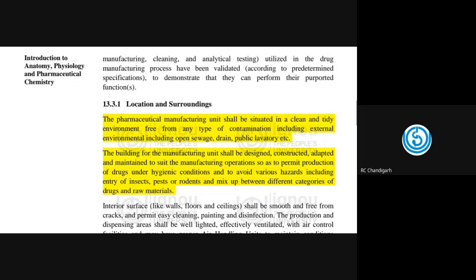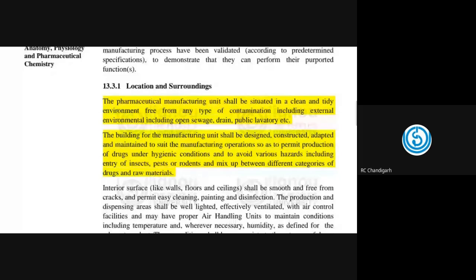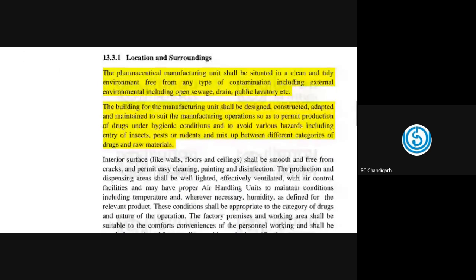The building for the manufacturing unit shall be designed, constructed, adapted, and maintained to suit the manufacturing operations so as to permit production of drugs under hygienic conditions and to avoid various hazards, including entry of insects, pests, or rodents, and mix up between different categories of drugs and raw materials. So, proper location and surroundings is a must for maintaining the quality of the pharmaceutical product being manufactured in that particular manufacturing unit.